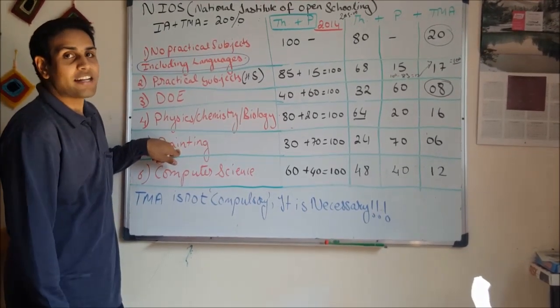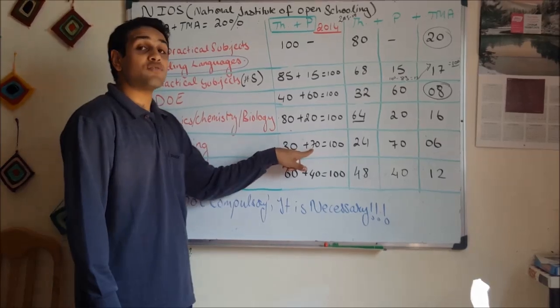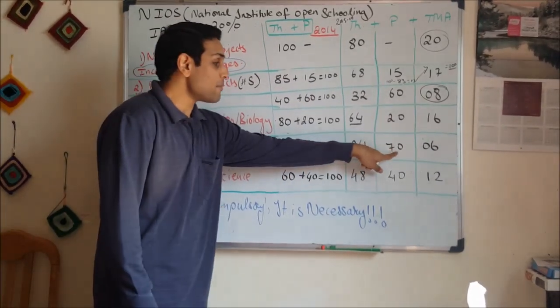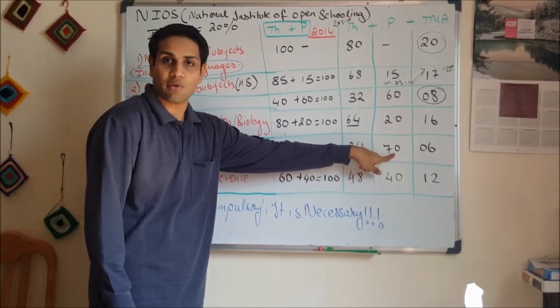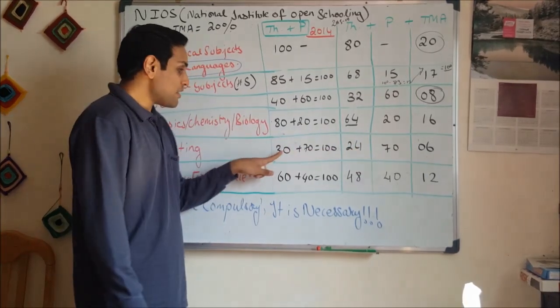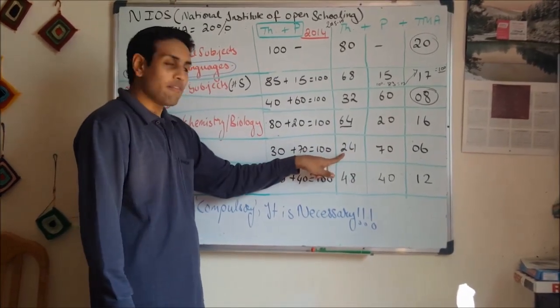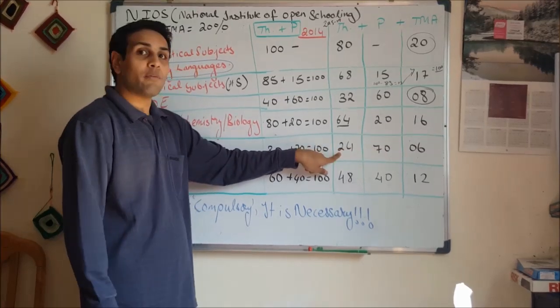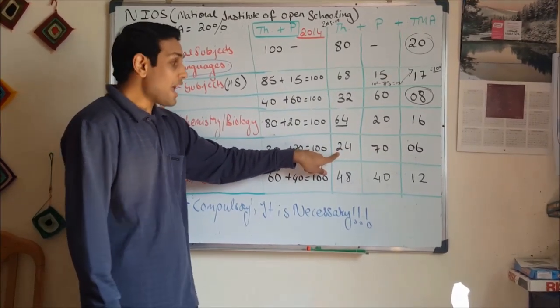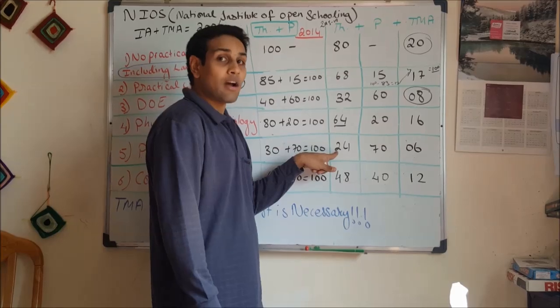Painting. No matter if it is secondary or senior secondary, the practical is for 70 marks. So the 70 marks remains the same for practical after 2014, that is 15, 16, 17. But the theory which was for 30 will turn to 24. 70 plus 24 becomes 94. And we need how many marks more to get out of 100?